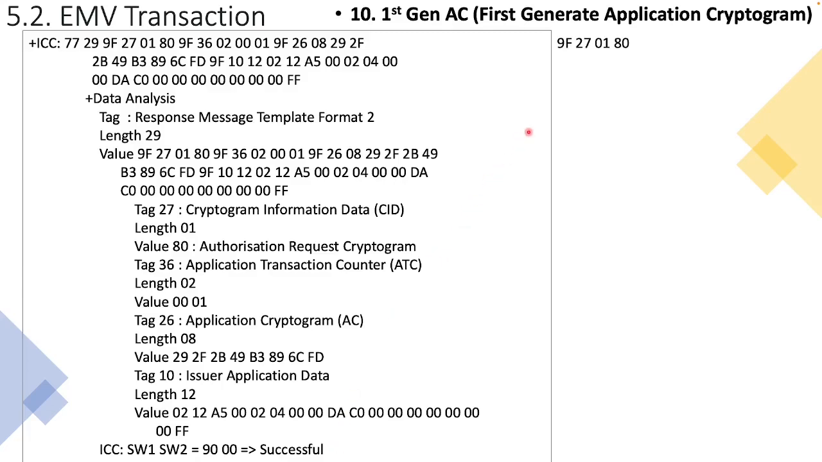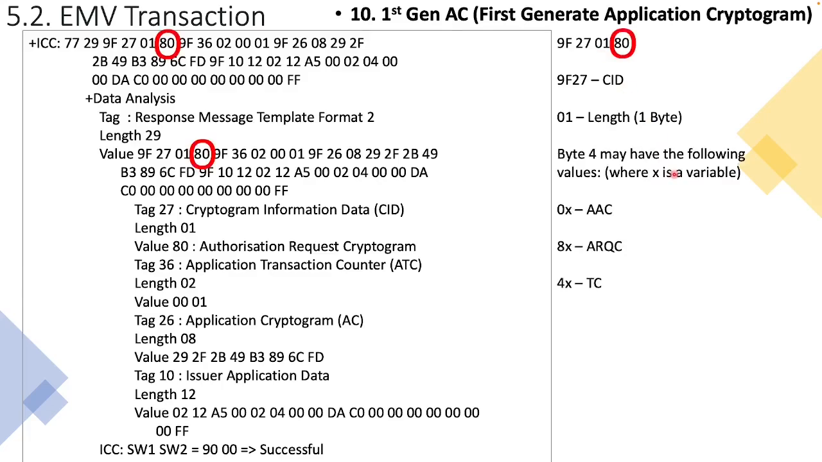Right, so the card response was, let's focus on the 9F270180, this component here. We know 9F27 is the CID, the cryptogram information data tag. The length is 01, so it says it's 1 byte, so 2 characters. And then we have the actual value. Now, here's what you should note.